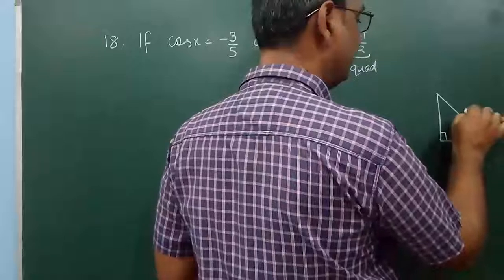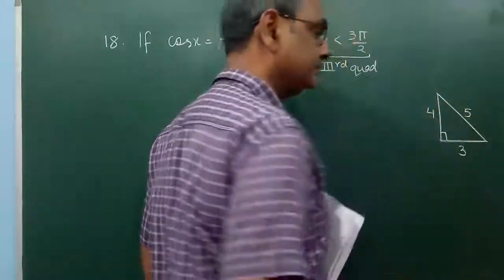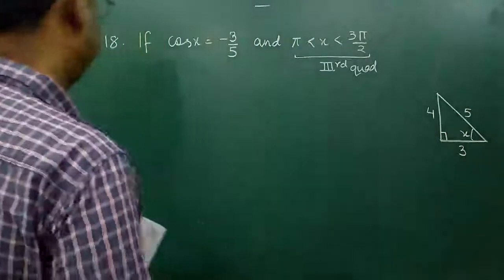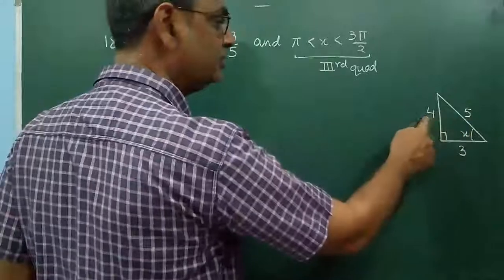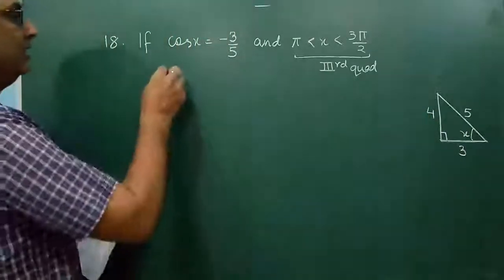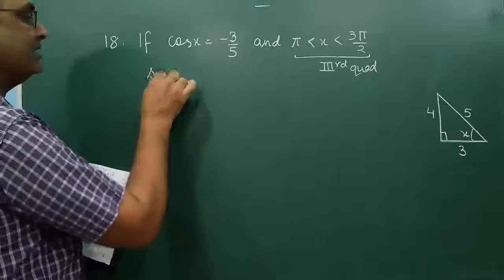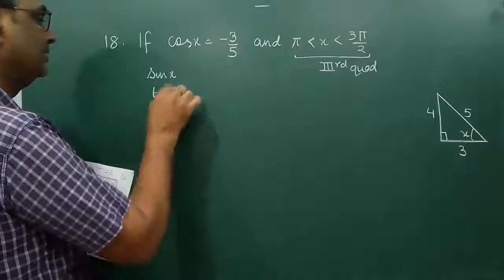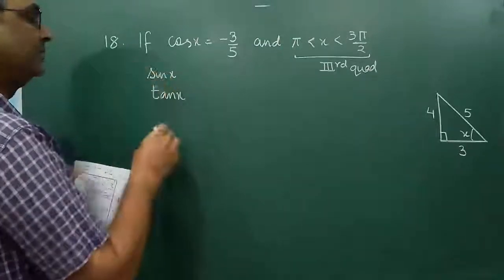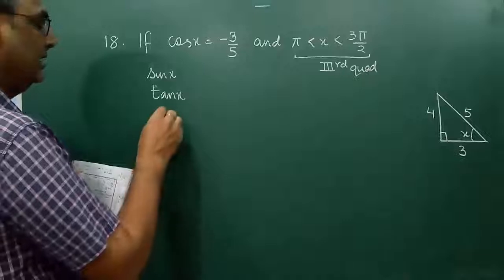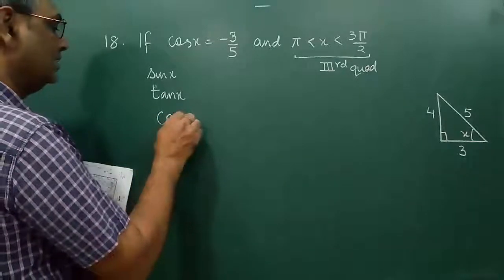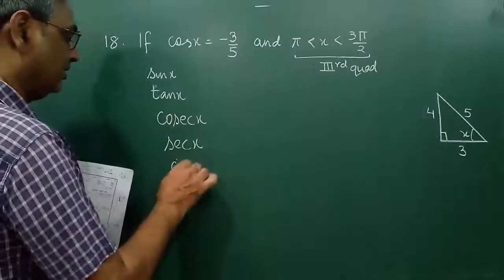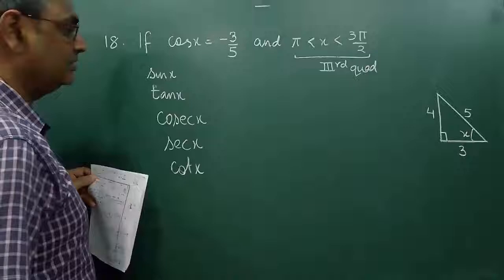Base upon hypotenuse. So this will be 4. Angle is here x. Now you can use Pythagoras theorem to find the third side. Here cos x. Now we can write sin x, tan x. Cos x we are already having. Sin x, tan x, cosec x, sec x and cot x. This we have to find.